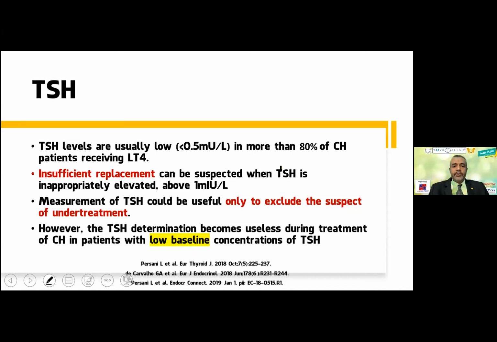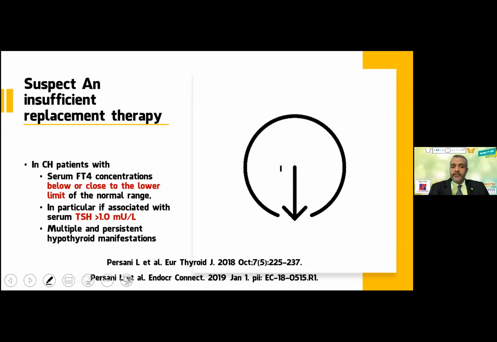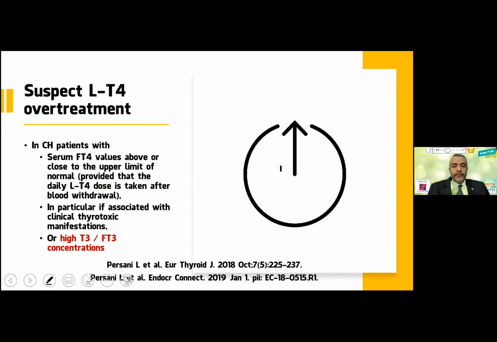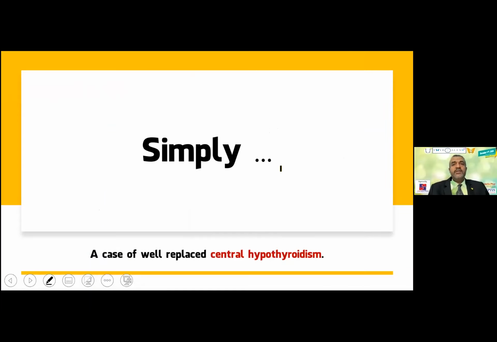When to suspect insufficient replacement therapy in central hypothyroidism: if you have the free T4 below or close to the lower limit of normal range, especially if the TSH is more than 1 with persistent hypothyroid manifestations. When to suspect levothyroxine overtreatment: if you find the free T4 above or close to the upper limit of normal with thyrotoxic manifestations with or without high T3 and free T3 concentration. So, the second patient presenting with the same set of tests is simply a case of well-replaced central hypothyroidism, and he does not require any modification of the treatment.